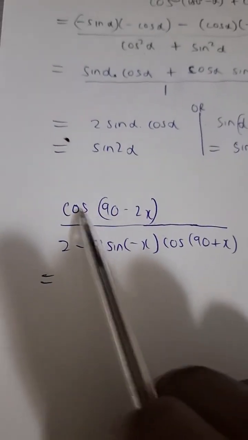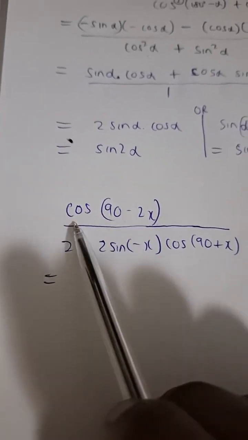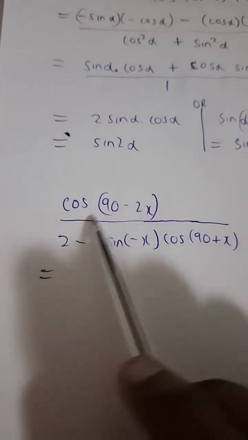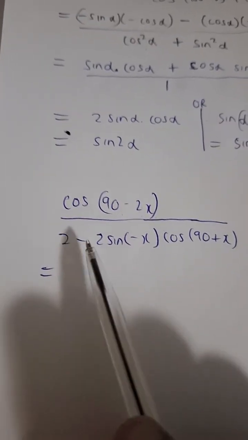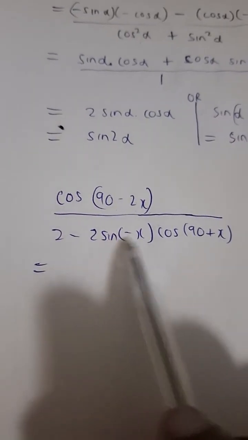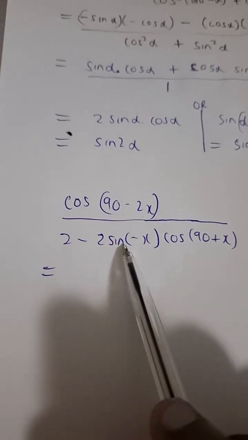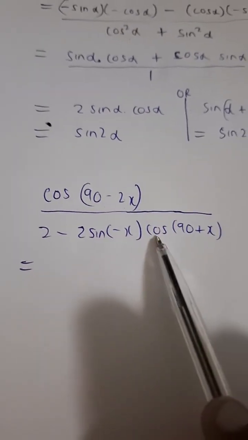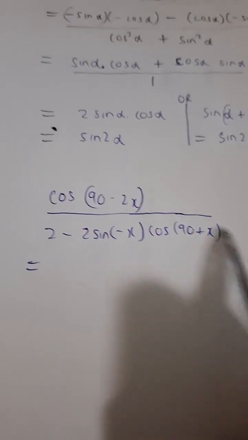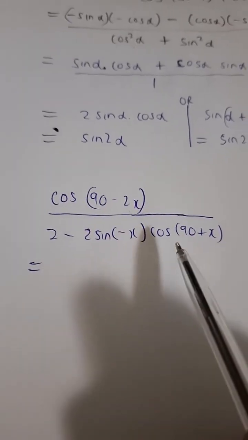Okay, so once again, in the numerator, we only have that one. It's cos 90 minus 2x, so we can evaluate that. There's 2, that's minus, that's 2, that's sine of negative x, that's a negative angle, we need to evaluate that. And then we have times cos of 90 plus x, we need to evaluate that function value again.